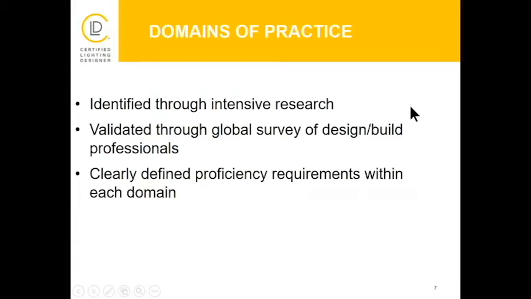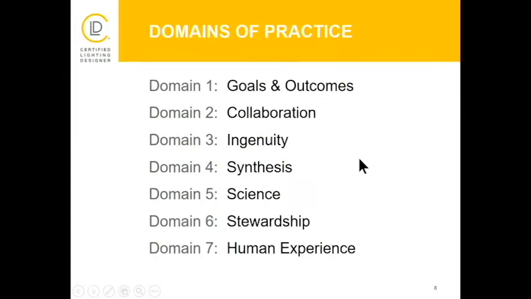So, as I said, all of these domains are intensively researched, and realistically, they are proved to be quite a robust means of defining what we do as a lighting design profession. So there are domains 1 to 7 up on screen now. If we take a few minutes to look at them, you'll realize this is a blatantly obvious description of what we as lighting designers do. It's just that nobody has ever quite thought about it this way before.